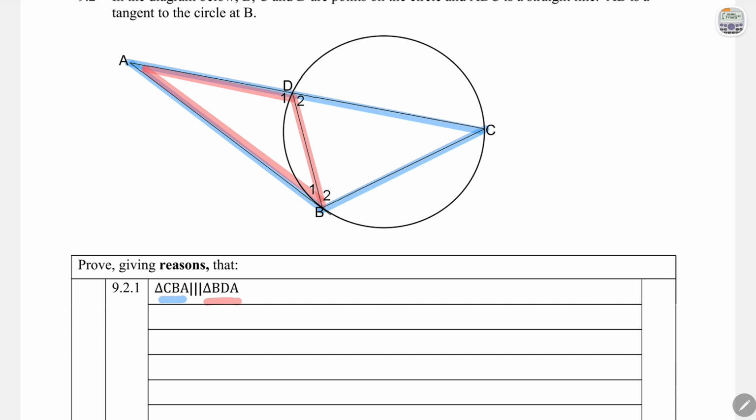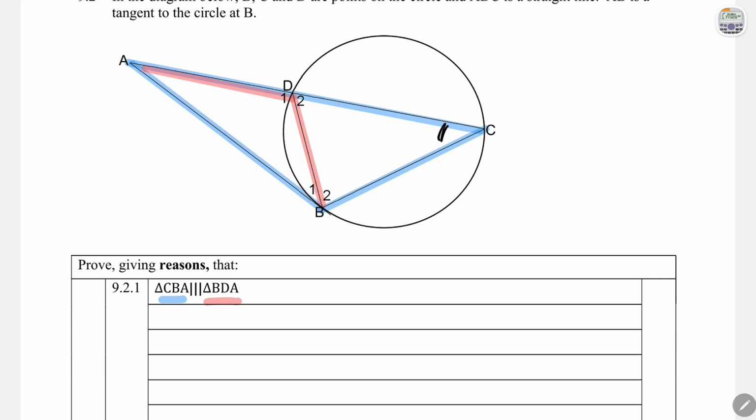And then the only other thing to use is this tangent they gave us. So let's use that. The angle between the tangent and the chord is equal to the angle supported by that same chord. So there we go. In the red triangle, we have angle B1 being equal to angle C. And then by default, the other 2 angles will be equal.